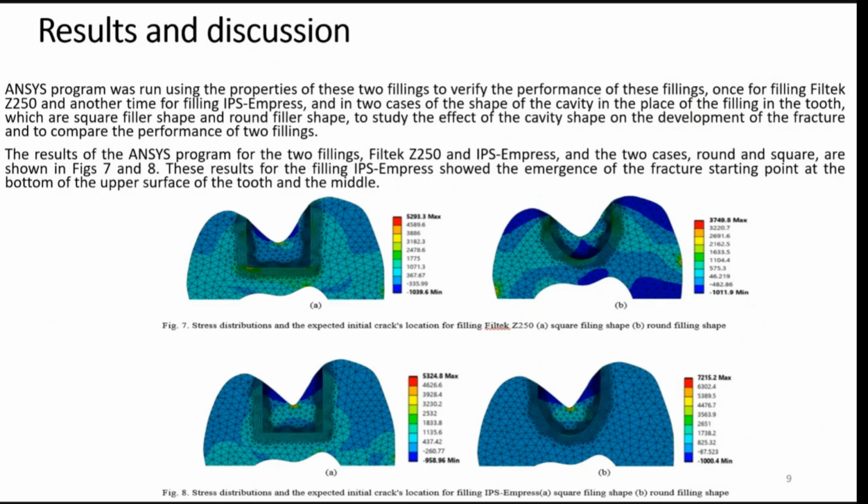To verify the performance of two fillings, one is Filtek Z350 and the other is IPS Empress, and in two cases of the shape of the cavities in the place of filling in the tooth, which are square filler shape and round filler shape, to study the effect of cavity shape on the development of the fracture and to compare the performance of the two fillings.